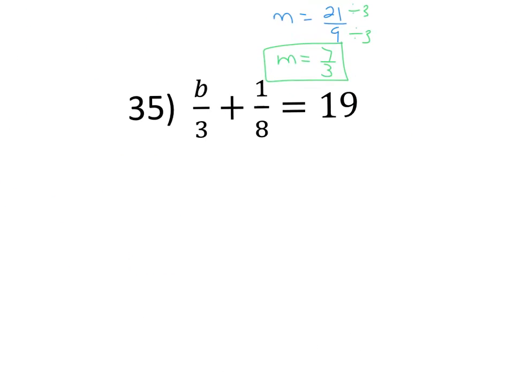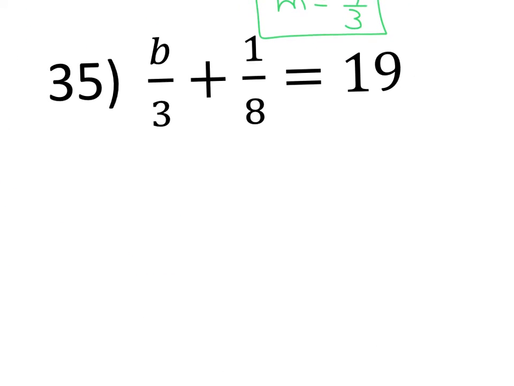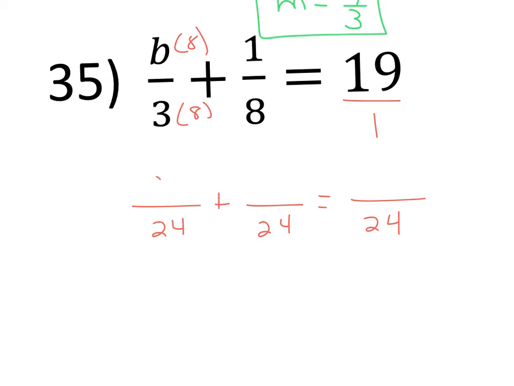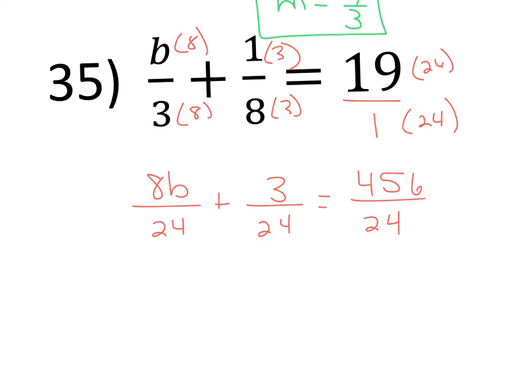All right, number 35. Anytime we've got a whole number, let's put that over a 1. Then 8 and 3 have 24 in common, so I'm going to have to put 24s on the bottom here. Now I'm going to multiply this one by 8 and get an 8b, multiply this one by 3 and get 3, and then multiply this one by 24. 24 times 19 will be 456 when we multiply that out.